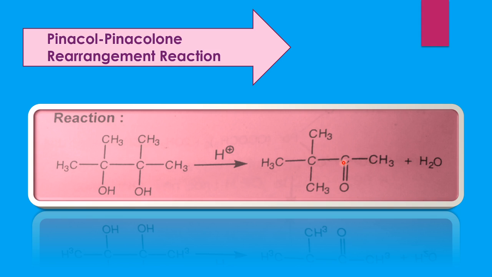Okay, 1, 2, 3, here is the 3,3-dimethyl, and the 2 position is the butanone. O-N-E means the ketonic group. So in this way you have to write the reaction of the pinacol-pinacolone rearrangement reaction. In the next point I will discuss how this pinacol forms the pinacolone product.